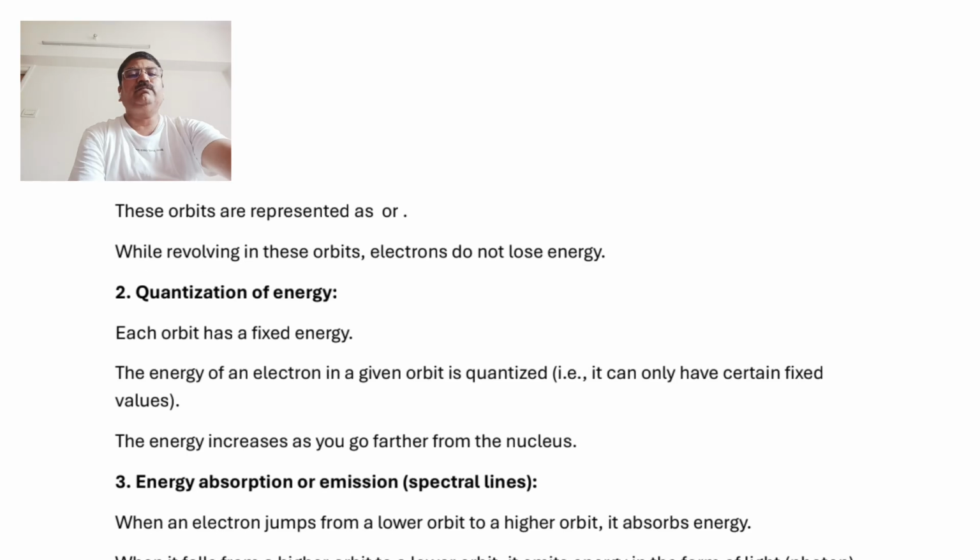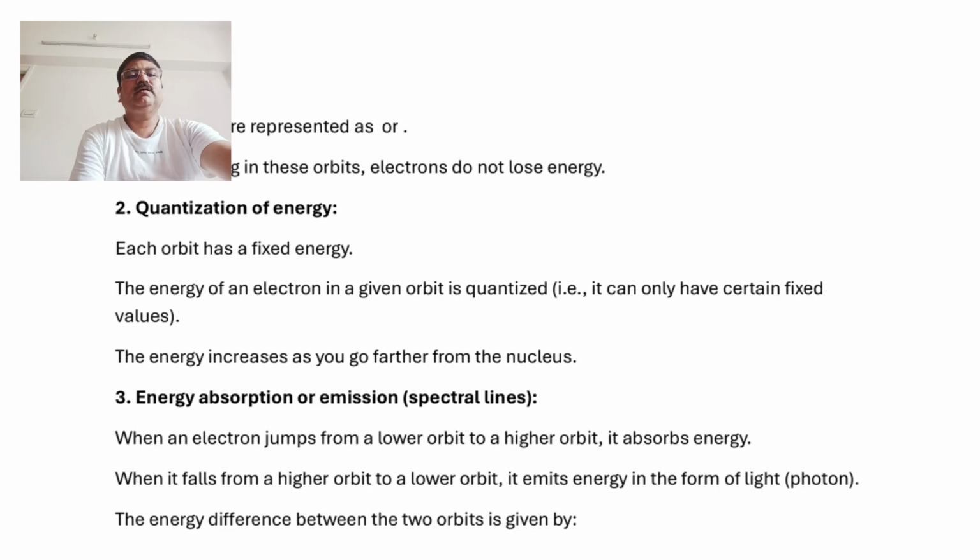Now during the circulation in the orbit, according to his first postulate, electrons do not lose energy, and it is always represented by first energy level, second energy level and third energy level. So this is about the first postulate.